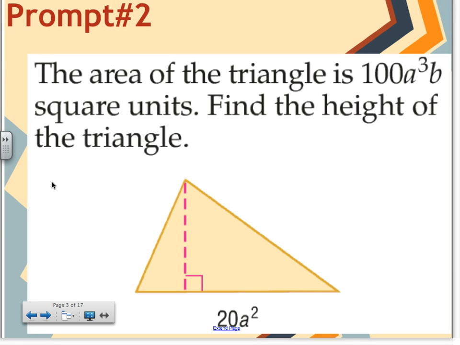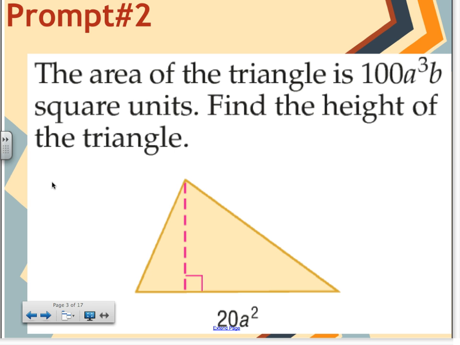Prompt 2 for today. Our focus is, well, yesterday we talked about multiplying monomials. Today is dividing. We came up with some rules yesterday, and today is the same way. I want you to actually discover some yourself. But here's the problem. The area of the triangle is 100 times a cubed times b.